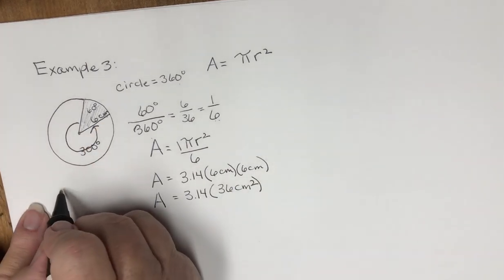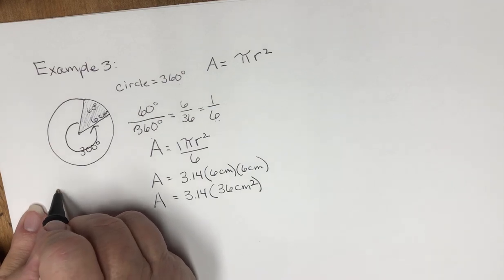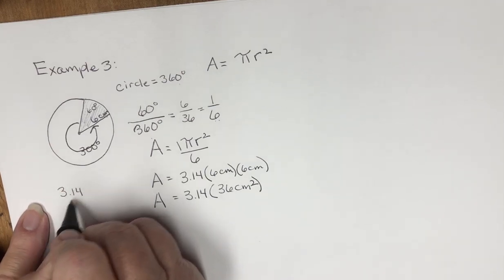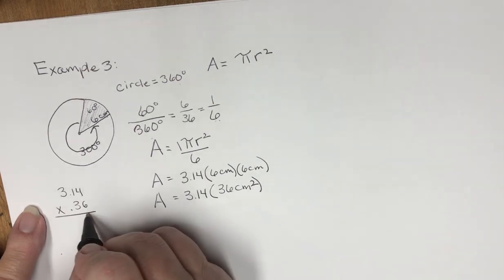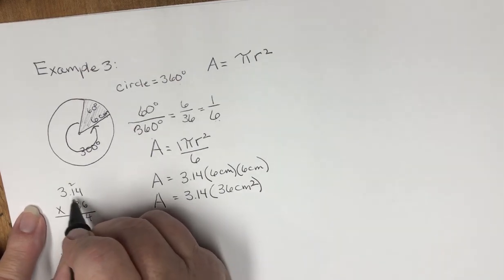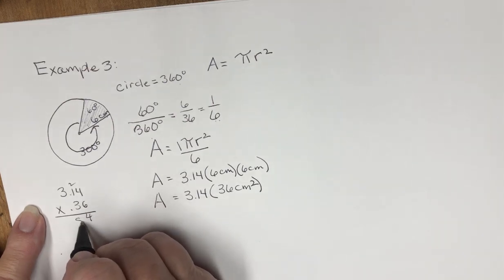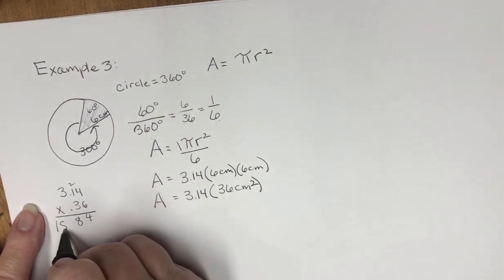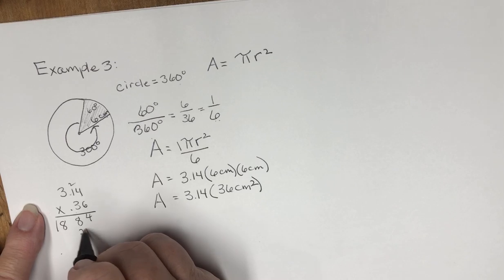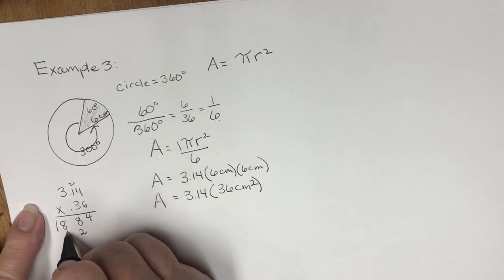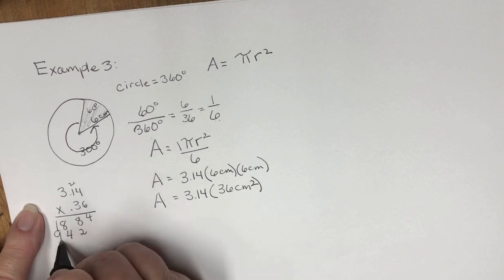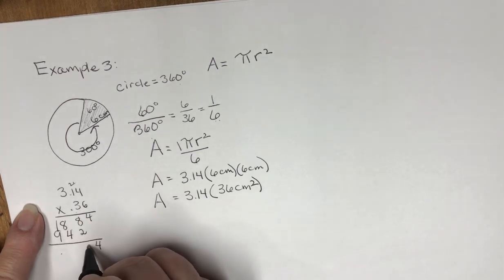And I'm going to come over to the side here. 3.14 times 36. 6 times 4 is 24. 6 times 1 is 6, plus 2 is 8. 6 times 3 is 18. 3 times 4 is 12. 3 times 1 is 3, plus 1 is 4. 3 times 3 is 9. I'm going to add this together.